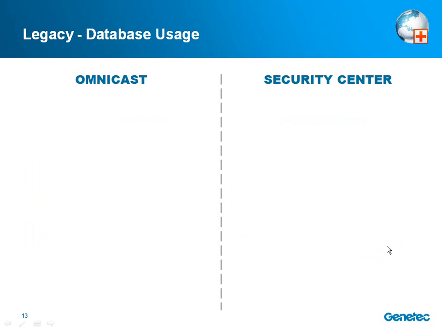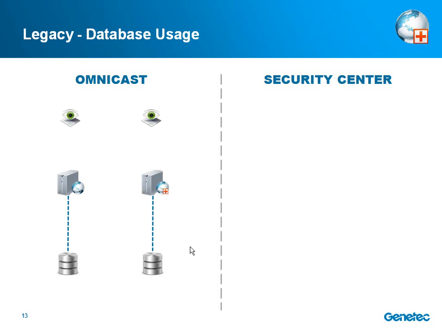Let's take a look at a simple example here and see how the same system would be handled in both Omnicast and Security Center. On the Omnicast side, we have our 2 servers and 2 databases. The second one here is our failover directory. As we mentioned, each directory points to one database, either locally or on the network. We've also got a couple of clients who want to connect and view video.